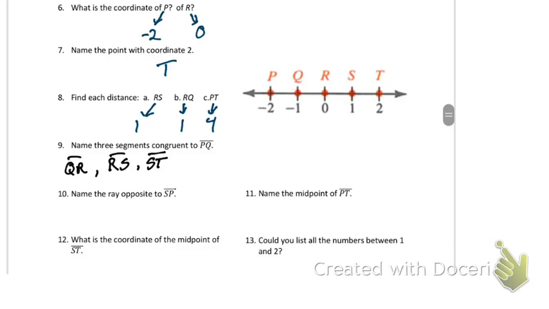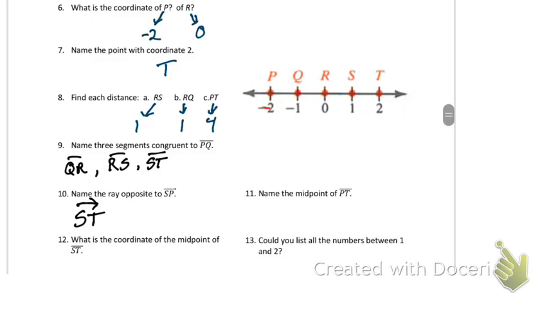Name the opposite ray of SP. Well, SP, let's go ahead and highlight that in red. SP is this ray right here. The opposite ray must have the exact same start point. It just must go in the opposite direction. So we're talking about this one right here, that ST. So the opposite ray is ST, where S is my endpoint, T is the continuation, and so we put the ray just like that.